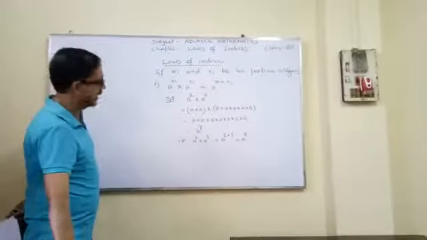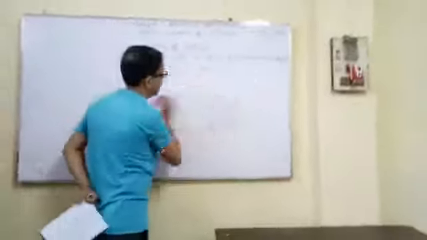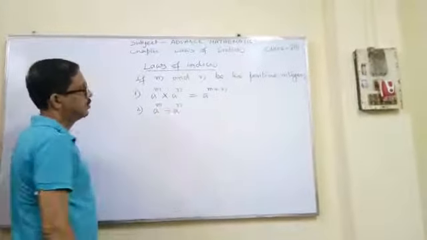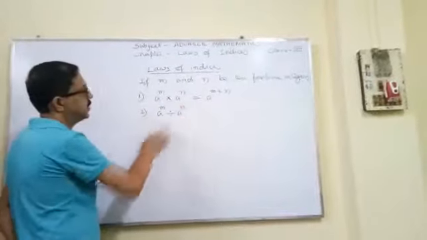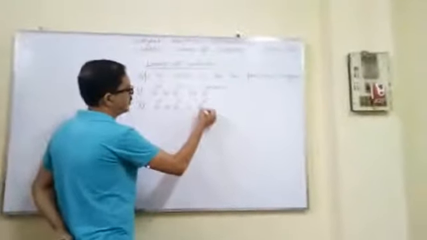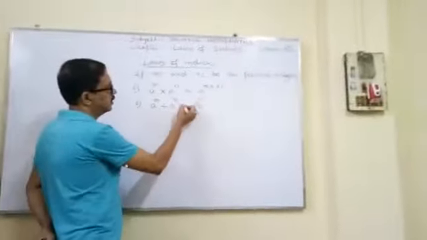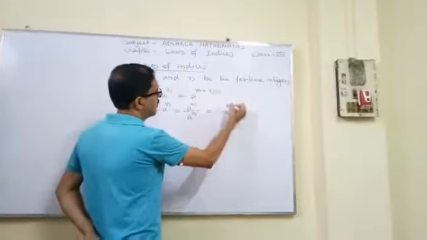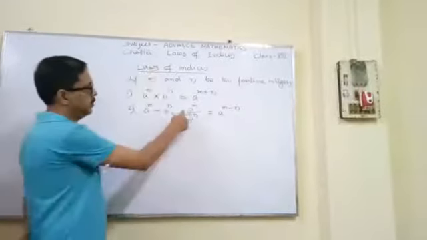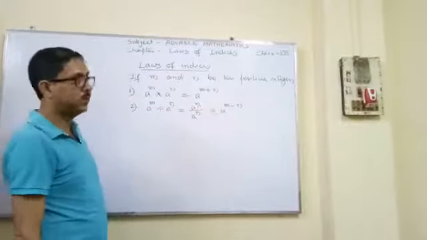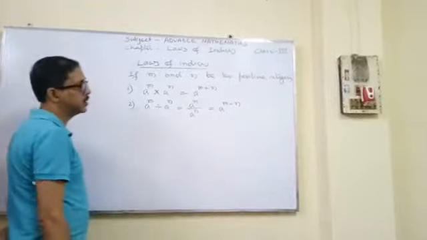Again, the second law. What is the second law? It is a to the power m divided by a to the power n. There is multiplication, and there is division. So if we divide them, we may write it with the divide symbol, or we may write it as a fraction. Then the powers will be subtracted. A to the power m divided by a to the power n equals a to the power m minus n. This is the second law, and we can explain it with some examples.